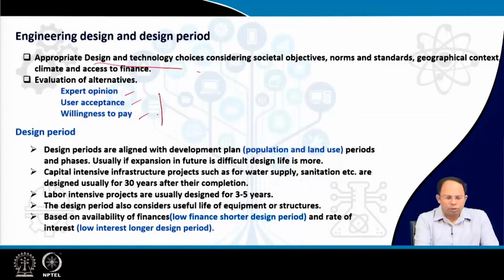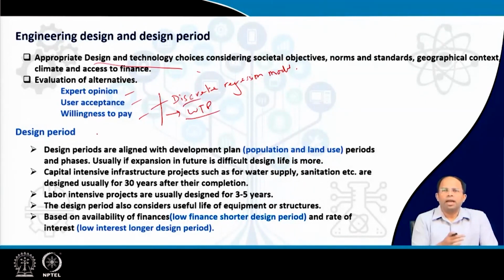The same with user acceptance: discrete choice regression models, or willingness to pay or WTP regression models, all these things could be repeated when we put a particular option in front of people and ask them to choose which option is suitable for them, right? That is for a particular technology like an incineration plant or landfill and so on. So this is another aspect that has to be considered. Along with that, the design period is also very, very important.